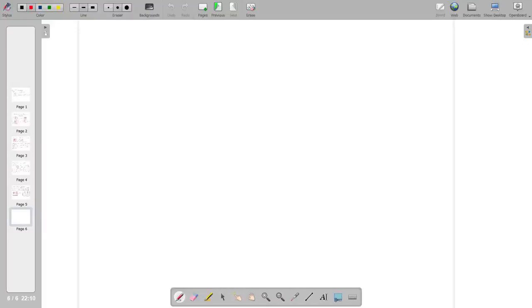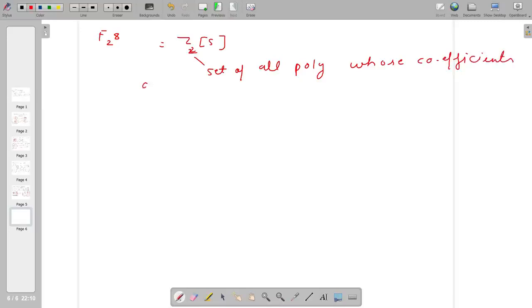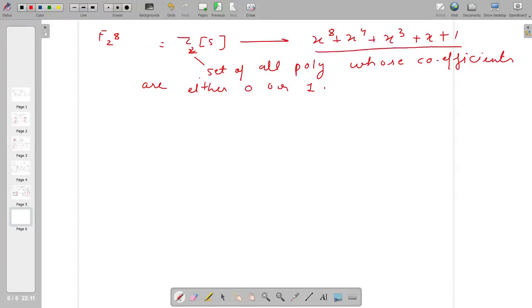So how do we generate the AES S box? Let's write it. Let's say we have a finite field F2^8. All the operations are done in the finite field F2^8. It is also known as Z2[x], the set of all polynomials whose coefficients are either 0 or 1. There is an irreducible polynomial over this F2^8, which is x to the power 8 plus x^4 plus x^3 plus x plus 1. This is the irreducible polynomial, and this polynomial is used for the AES S box.